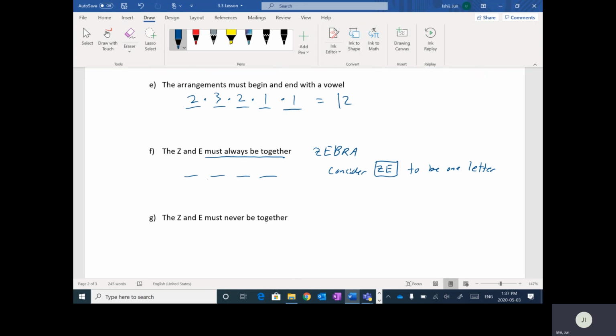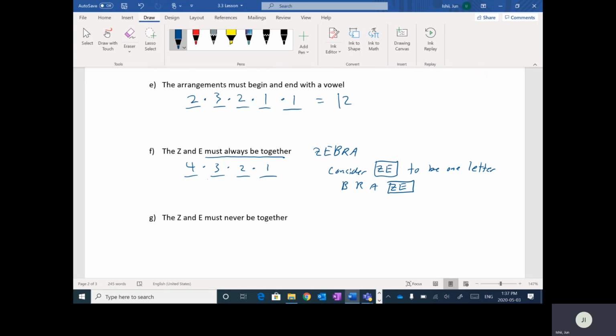So we can have the B, the R, the A, and then we're going to consider the ZE as one letter. So there would be 4 options here, 3 options there, 2 options there, and 1 option.